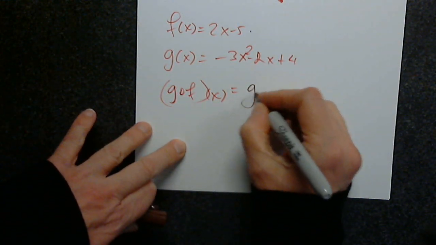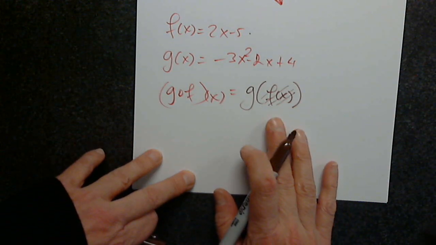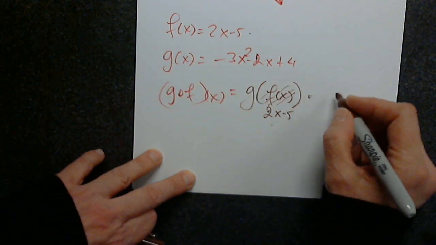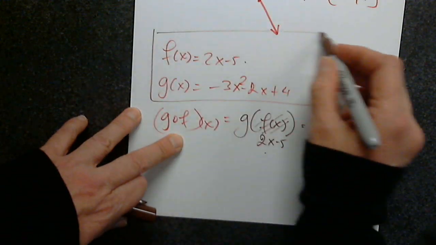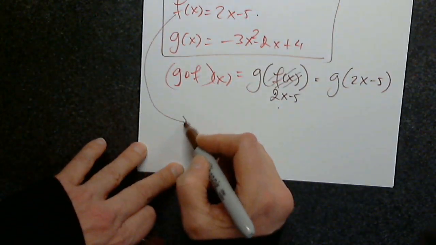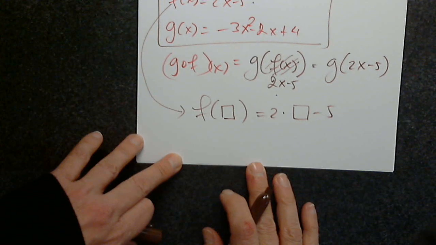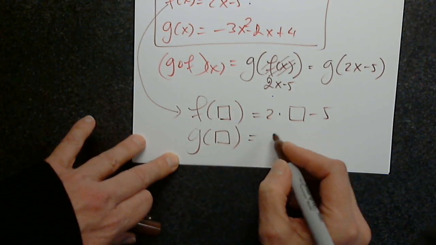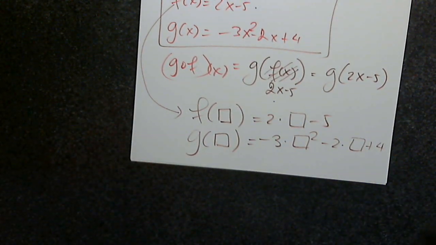So, by definition, this is g of f of x. I start with the inner function. You don't have to cross it out like that. And I replace it by 2x minus 5. So, g of 2x minus 5. Now, I need to analyze these two functions with you. This is very important. What does f of x mean? This is what f of x means. What does g of x mean? This is what g of x means. That's the pattern. This is what I see. So if you ask me to plug in g, 2x minus 5, 2x minus 5, because that's the pattern.